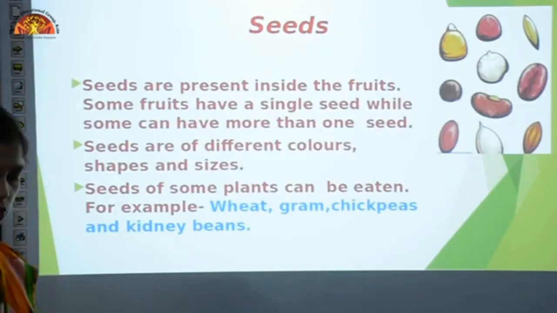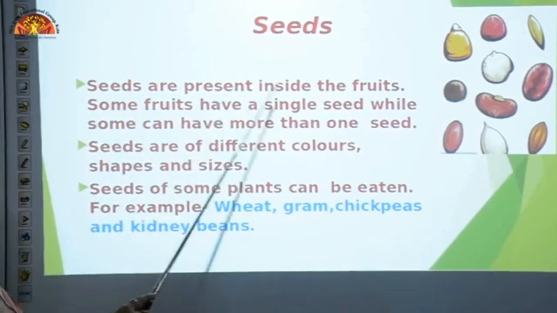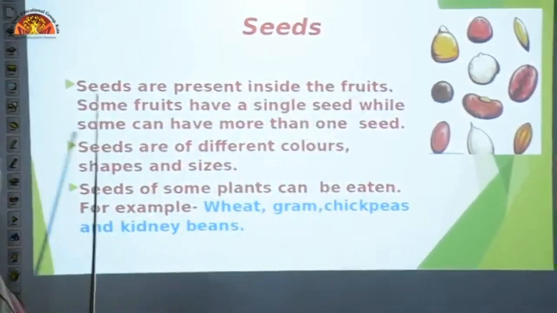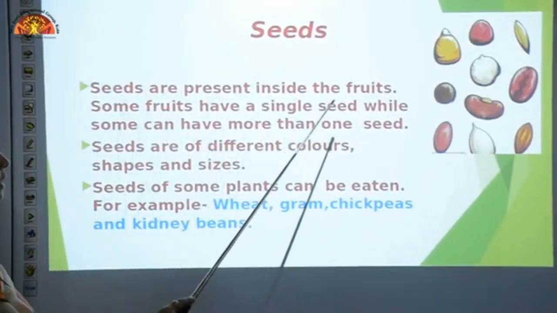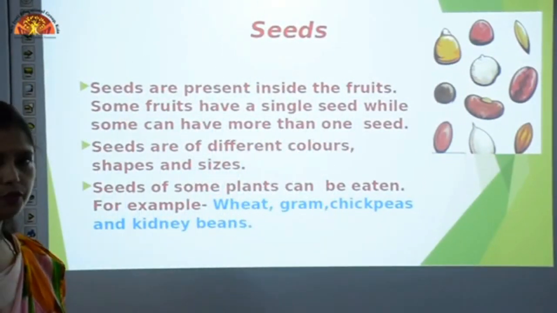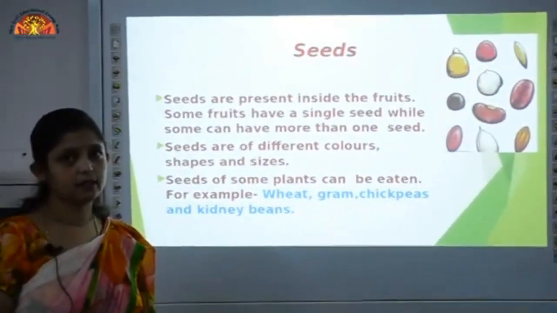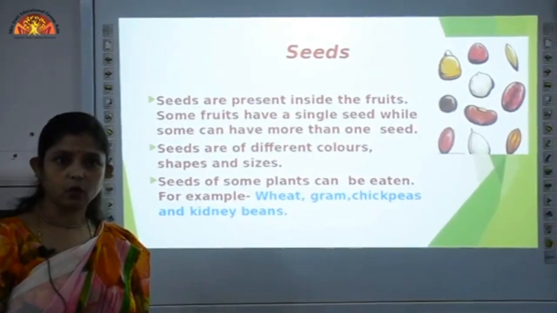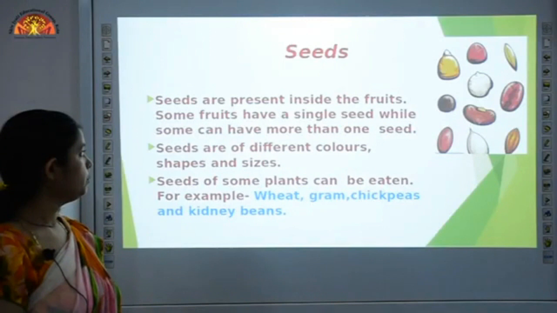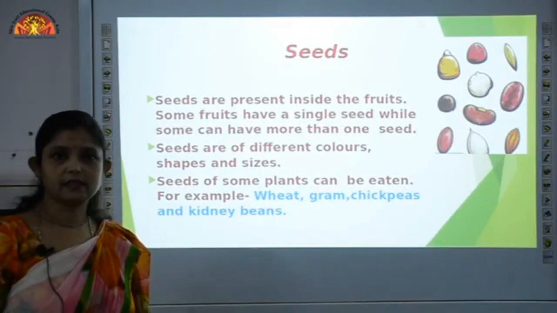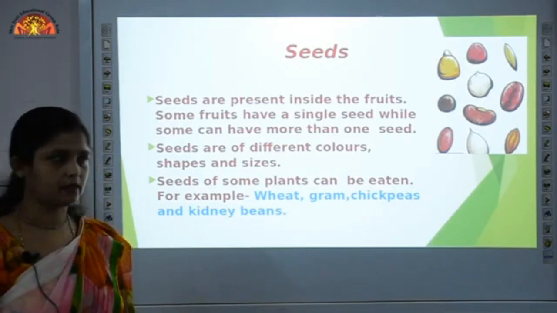Okay, so most of the fruits have seeds. Seeds are present inside the fruits. Some fruits have a single seed, while some can have more than one seed. So children, most of the fruits possess seeds, and some can have only one seed. Some examples are mango and lychee, they have single seeds, while in some there are more than one seed, like in case of watermelon and papaya there are many seeds.